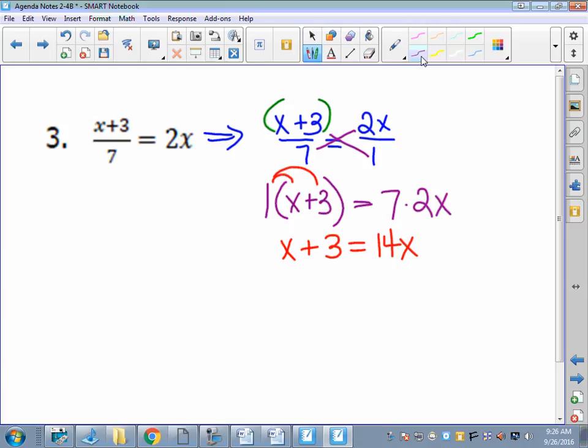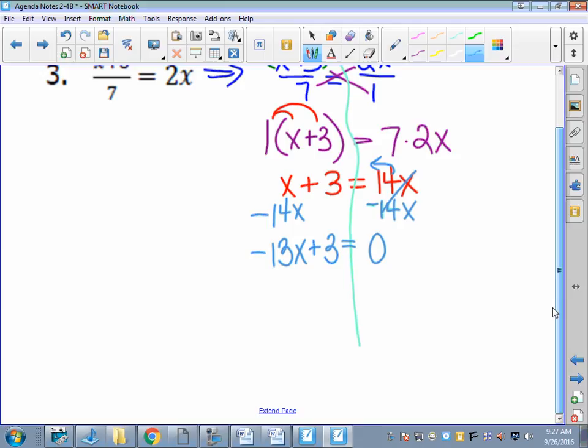I'll do the same thing. I'm going to subtract, whoops, you can't see that. I'm going to subtract my 14x, get that out of there. And again, when I do that, I've got negative 13x plus 3. What does that have to be equal to? Well, 14x minus 14x, we still have to have something in the equation. Sometimes people lose the equal sign and lose that 0. So now I'm going to get this 3 out of here by subtracting. So negative 13x equals negative 3.